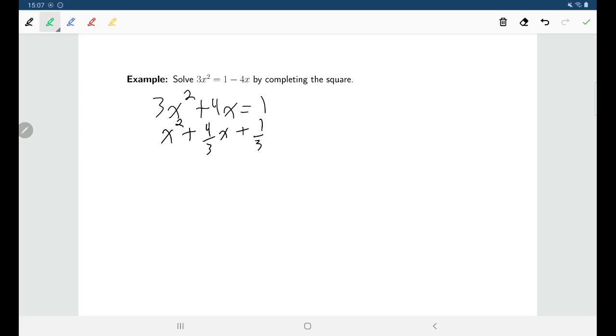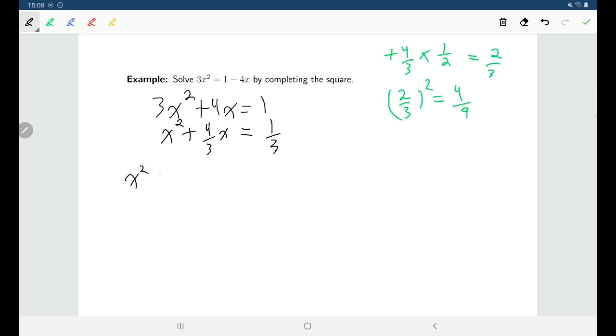So when we're talking about the completing the square side of things, what we're going to do for our number that we'll need to add in, we'll be taking that coefficient of the x term, which is positive 4/3, cutting it in half. That makes it 2/3. And then that amount, 2/3, we square it to give us 4/9.